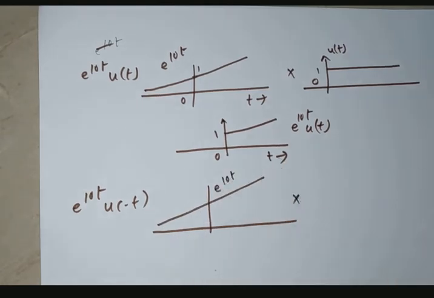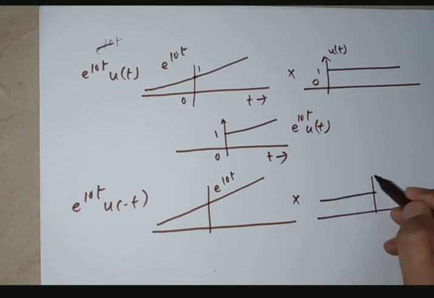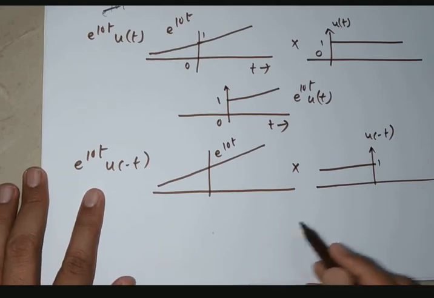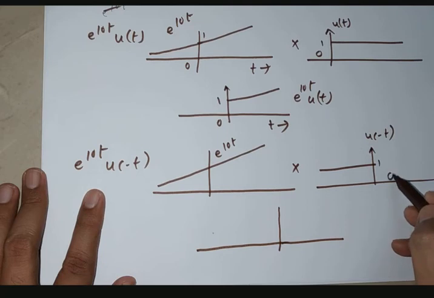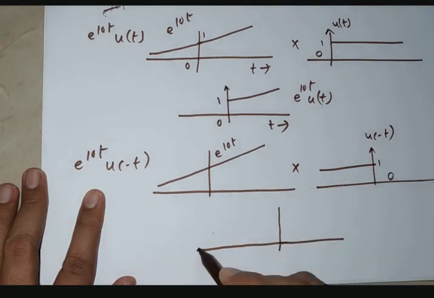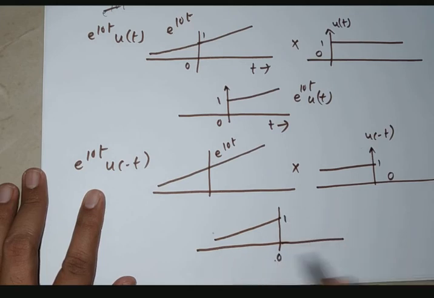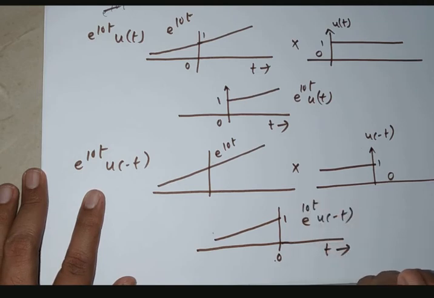e to the power 10t multiplied by u of minus t, we will get it like this. Same, the right hand side is 0 and the left hand side is the same signal. This is your e to the power 10t u of minus t. Okay, simple multiplication.